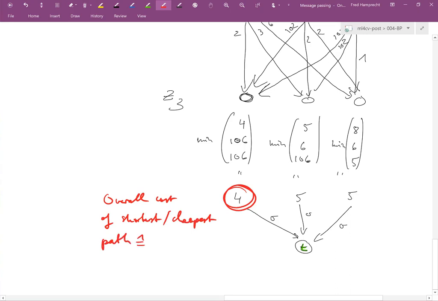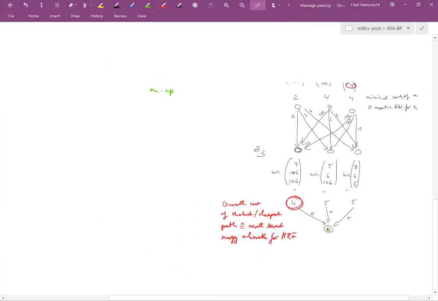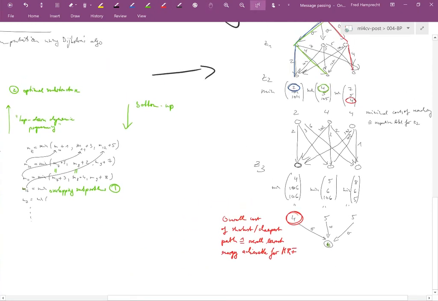And that, because we have represented an energy function, is now the overall lowest energy that we can achieve for our small Markov random field, for this small chain-shaped Markov random field.